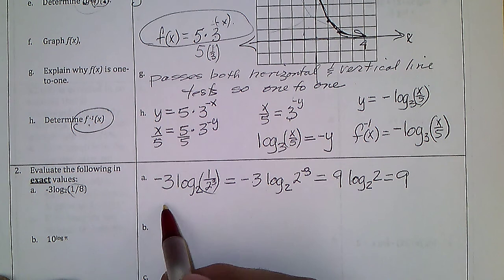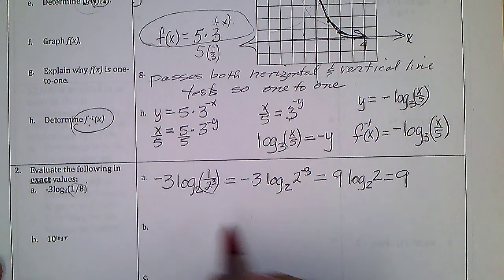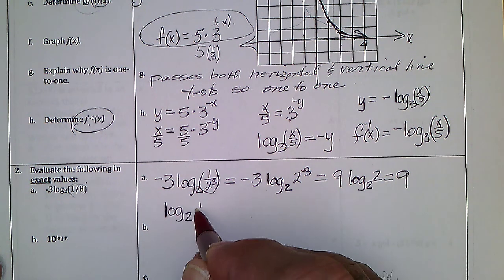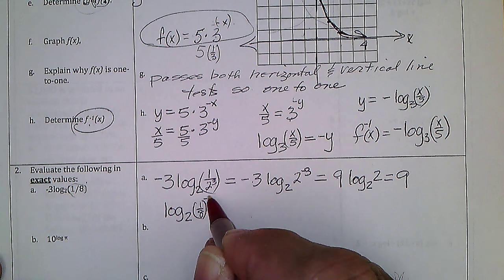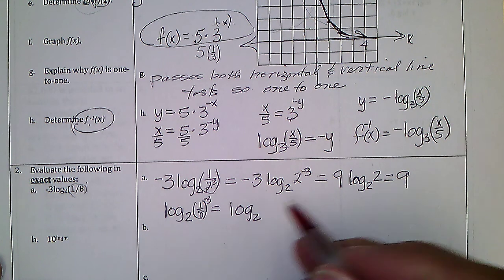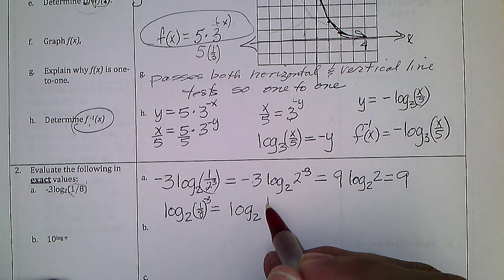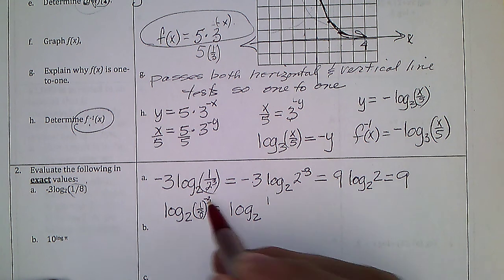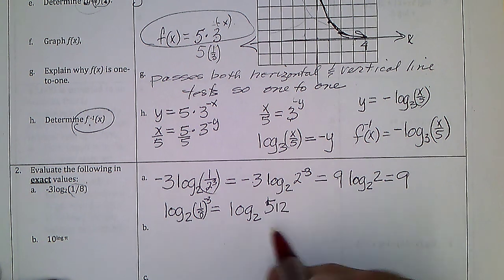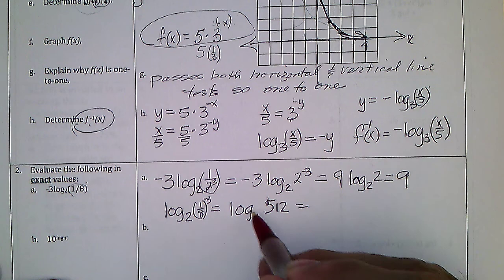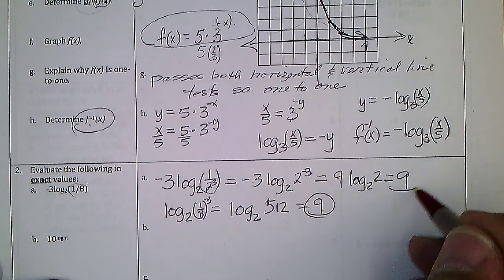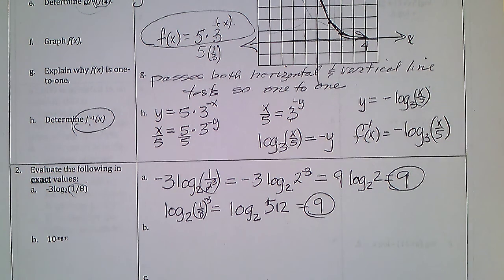Another way to do this problem would be to take the minus 3 up. And so we'd have log base 2 of 1/8 to the minus 3, which is log base 2 of... the minus would turn this into 8, and the third would take it 8 times 8 times 8 is 512. And 512 is 2 to the 9th makes 512. Anyway, 9 is the answer. There's a couple ways to do that one. There are other ways to do this one.